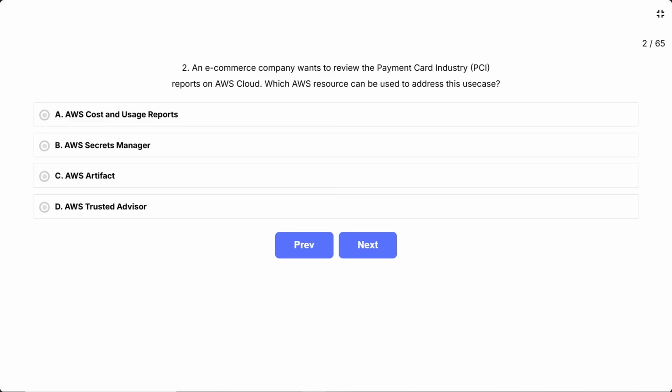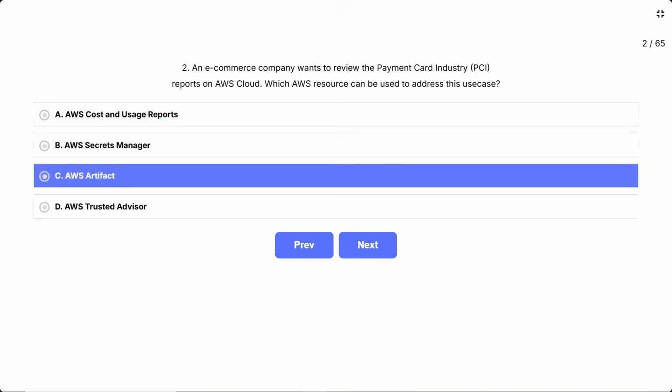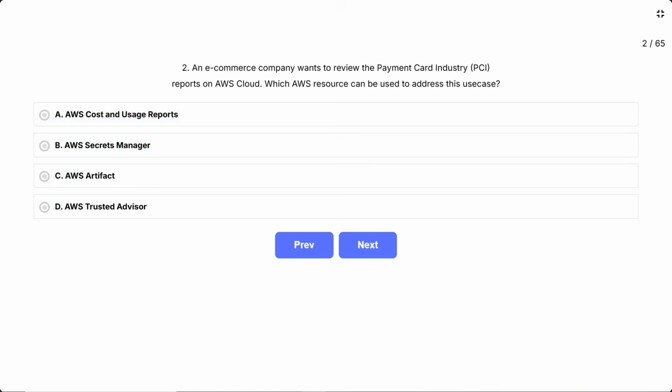Question 2. An e-commerce company wants to review the payment card industry PCI reports on AWS Cloud. Which AWS resource can be used to address this use case? The options are A. AWS Cost and Usage Reports, B. AWS Secrets Manager, C. AWS Artifact, D. AWS Trusted Advisor. This question is asking which AWS service helps you access compliance and audit reports like PCI DSS. Think about where AWS stores official security certifications and compliance documentation that you can download on demand. The key word here is review reports, not monitoring, not secrets, but actual audit documents.